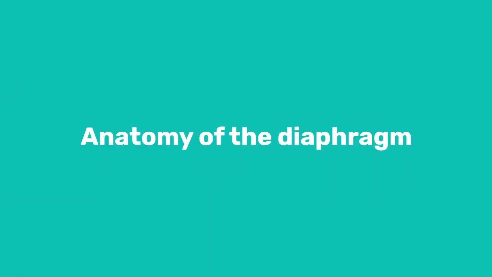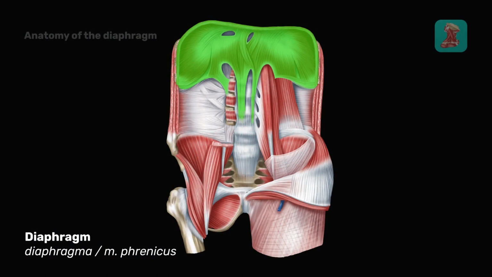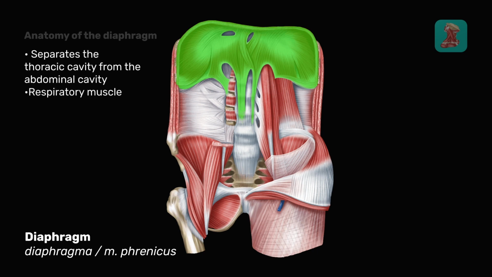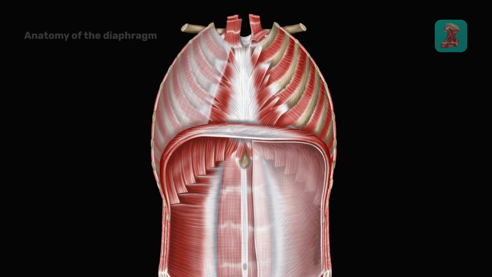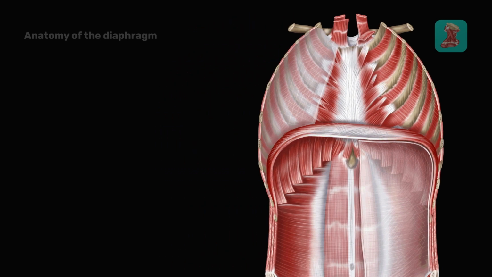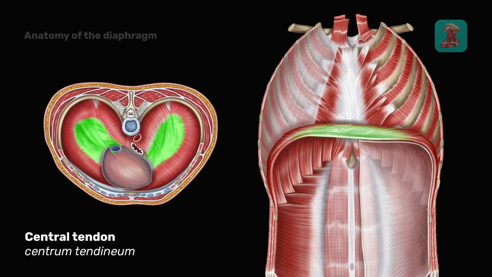Let's examine the structure of the diaphragm. The diaphragm is a muscle tendon structure separating the thoracic cavity from the abdominal cavity and is classified as a respiratory muscle. The diaphragm has a domed shape with a convex surface facing the thoracic cavity and a concave one facing the abdominal cavity. The center of the diaphragm has a structure of connective tissue and is called the central tendon.